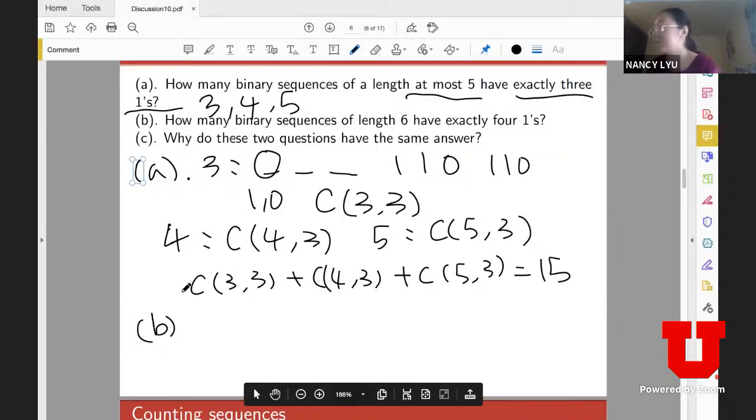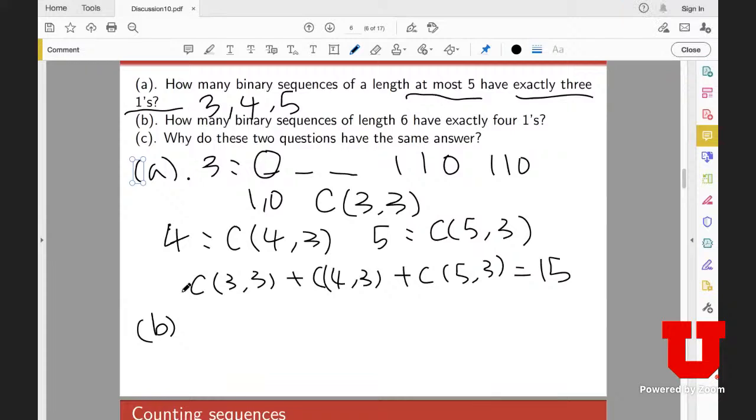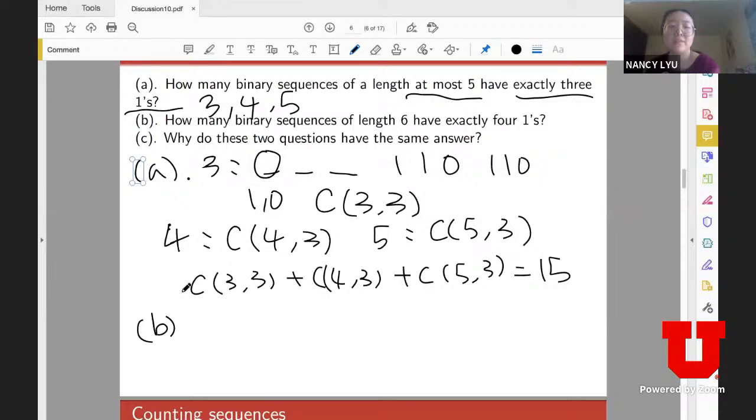Any question about the first one? About part A? Can you explain why the order doesn't matter? Because wouldn't 110 and 101 be different binary sequences, so order would matter? Yeah, so the order only matters when it would be different if you first choose 1 as the first spot and then choose 1 as the second spot, but it's the same.